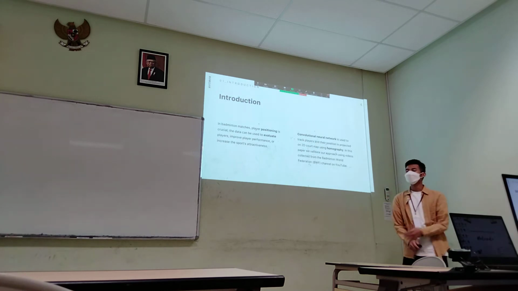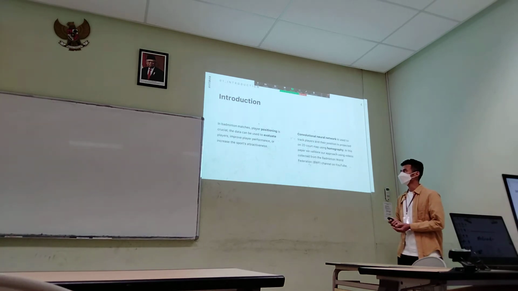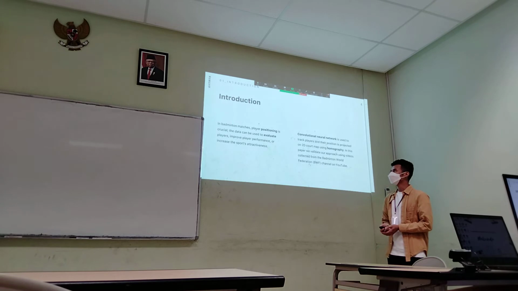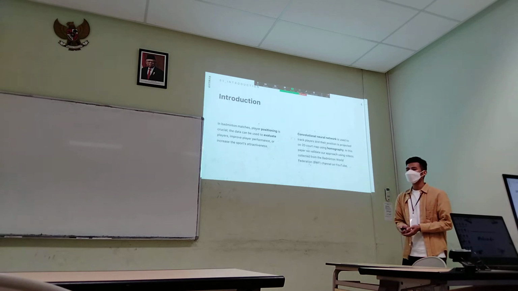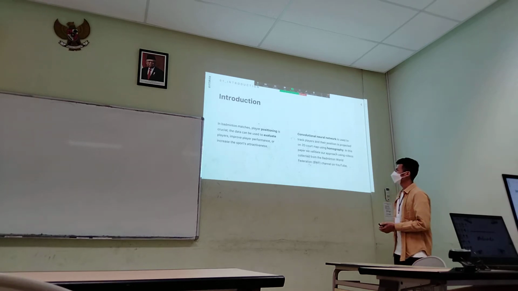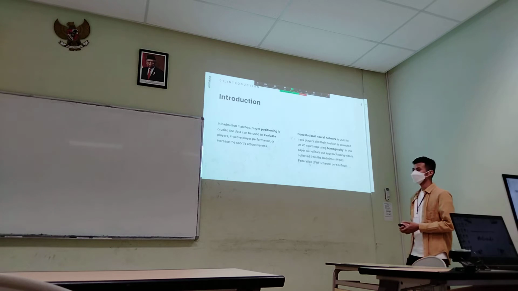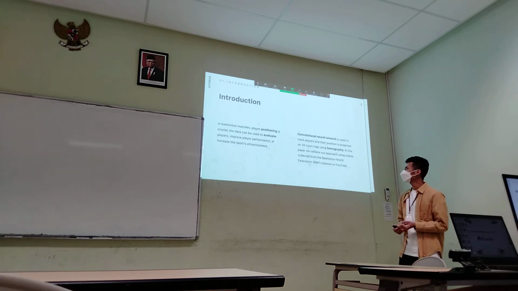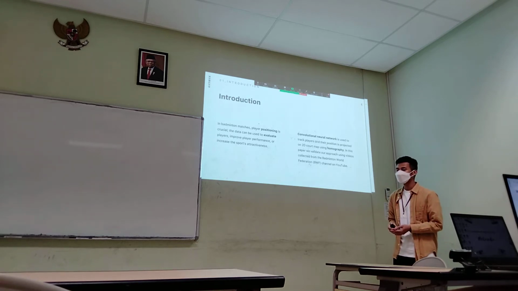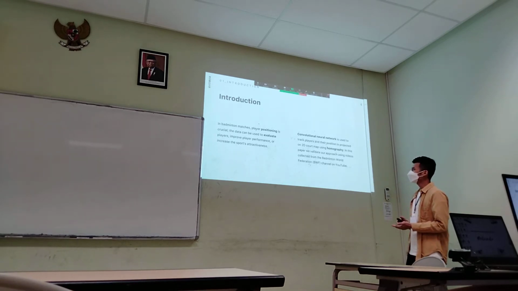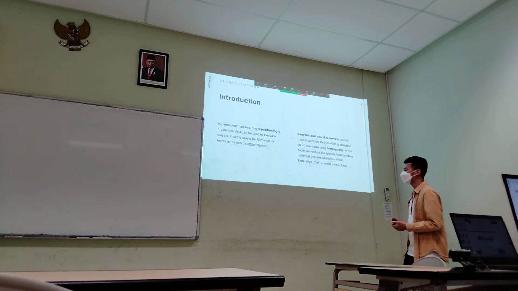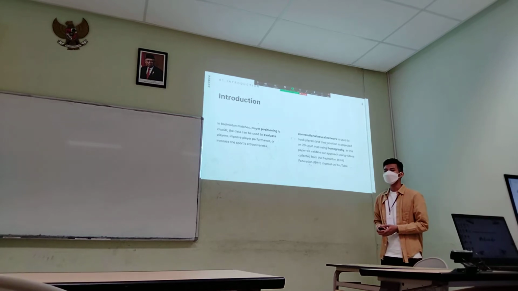In badminton matches, player positioning is very crucial. The data can be used to evaluate players, improve player performance, or increase the sport's attractiveness. CNN, or Convolutional Neural Network, is used to track a player's position, so we can get a 2D coordinate using the homography method. In this paper, we validate our approach using a video from the BWF, or Badminton World Federation, channel on YouTube.